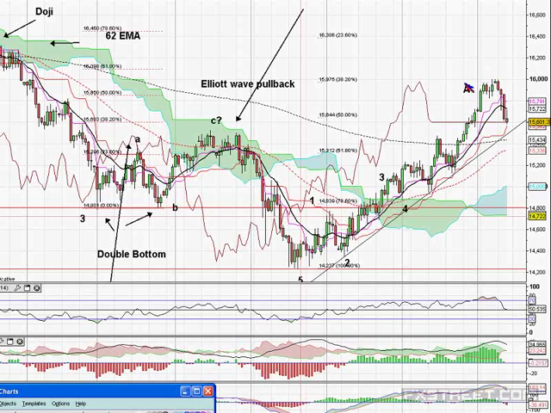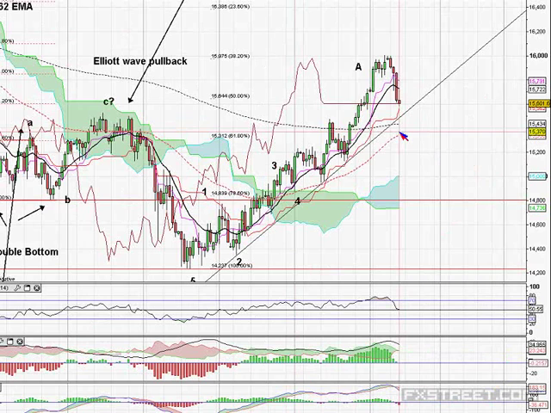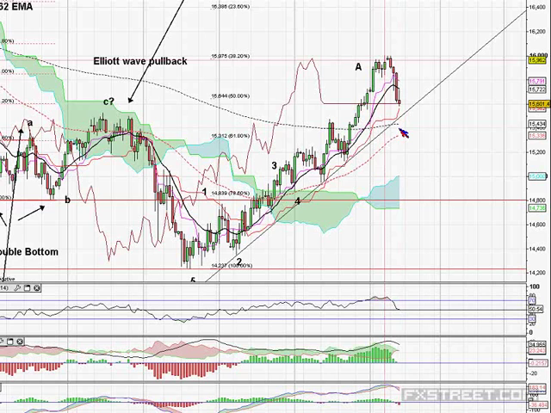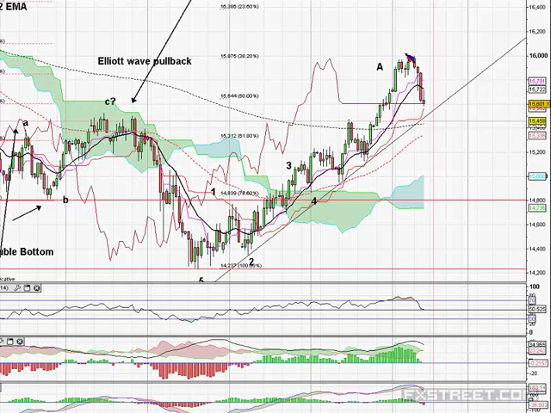And I think this is A. And I think that she comes down to this sort of level at least. Around here, 154, you could make it all the way down to here, 150 the figure. But again, this is A, B, and then I think the next wave, after this B wave correction, is C.